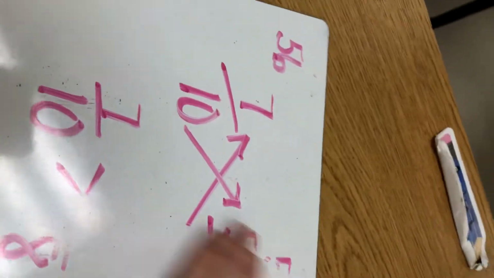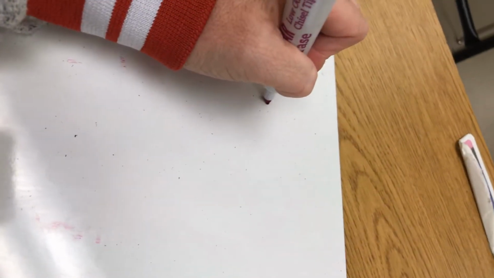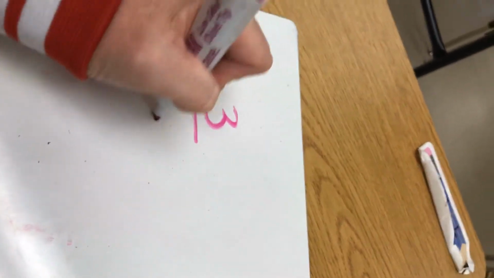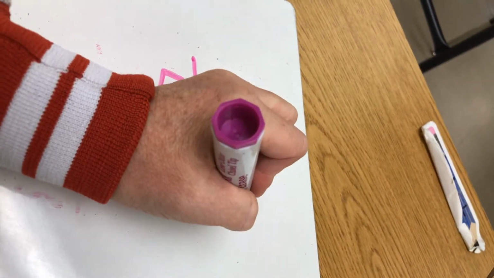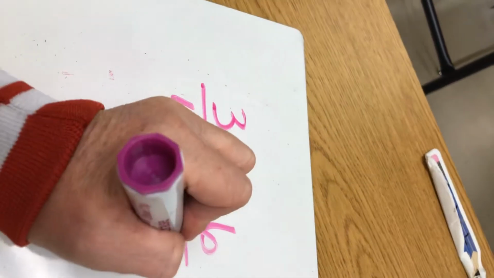Okay, let's try one more. And then I've got a paper here that I'd like for us to take a look at. So let's do 3/4, and let's do 6/7.